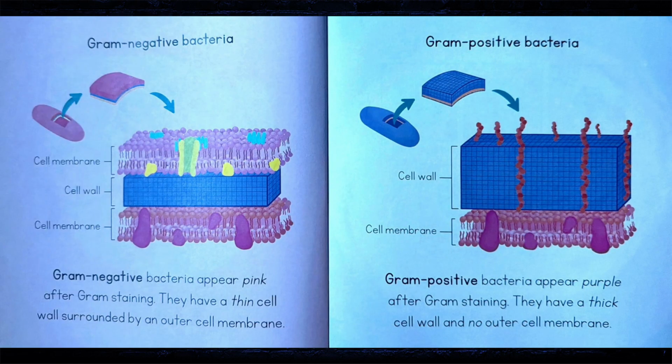Gram-negative bacteria appear pink after gram staining. They have a thin cell wall surrounded by an outer cell membrane. Gram-positive bacteria appear purple after gram staining. They have a thick cell wall and no outer cell membrane.